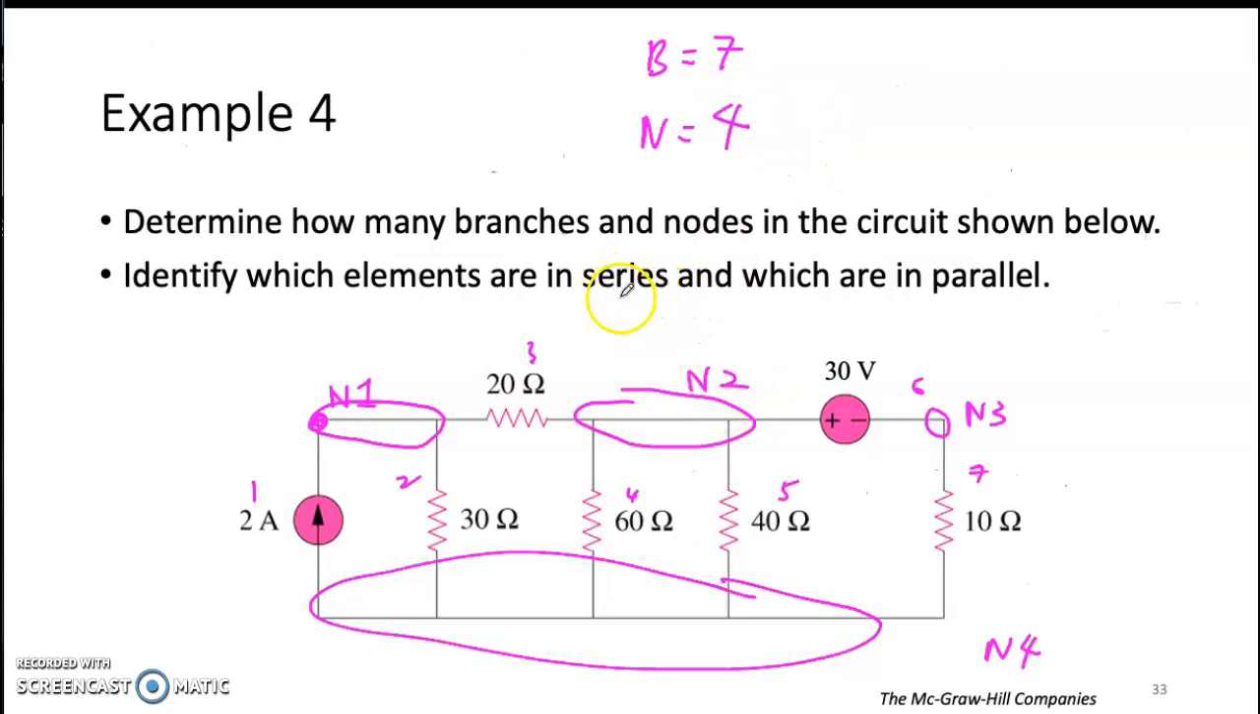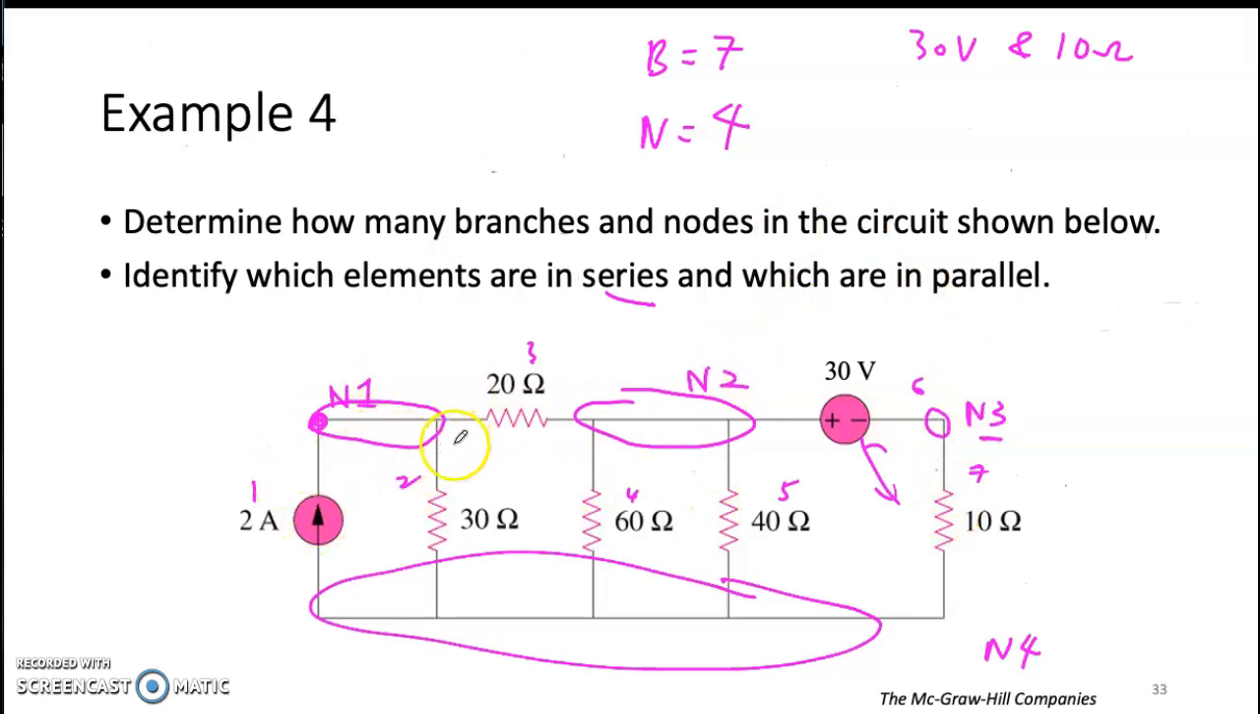Identify which elements are in series. Series means what? The ones that are sharing the node together. So if we look here, is there any series? Yes, this part. The ones in series are 30 volt and 10 ohm. Why are they in series? Because they are sharing the same node, node 3. Okay, I hope you can follow.